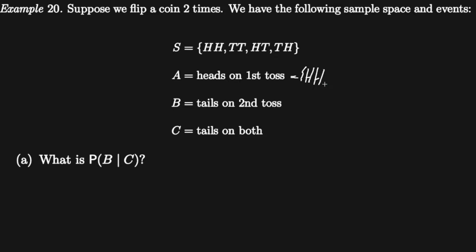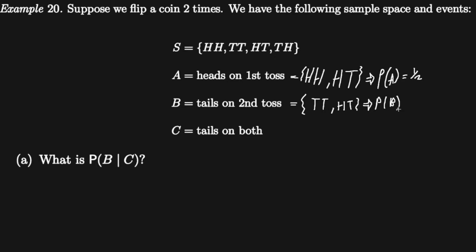So here we can see that we're doing example 20. Here I'm writing out the probability of getting heads on the first toss, and our sample space is above. The probability of getting tails on the second toss, we see right there it's 1/2, and seeing the tails on both, which is 1/4 of a chance right there.